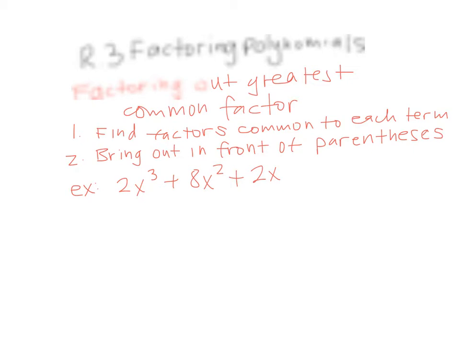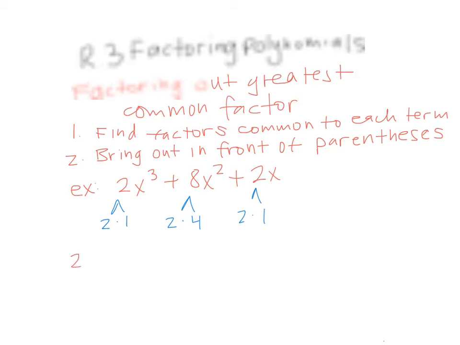So if we look at the example we have, we see that we've got a factor of 2 in each of the terms. If we look at the 2 coefficient in the first term, we have 2 times 1, and then the 8 can be broken down as 2 times 4, and the 2 can be broken down as, again, 2 times 1. Okay, so that's one of the common factors, so we're going to bring that out in front. I'll just write that here for now.